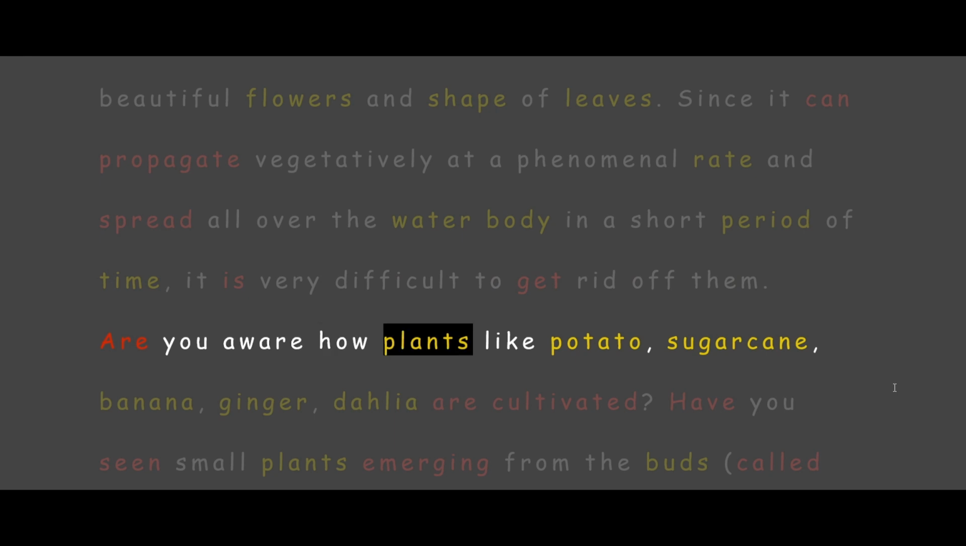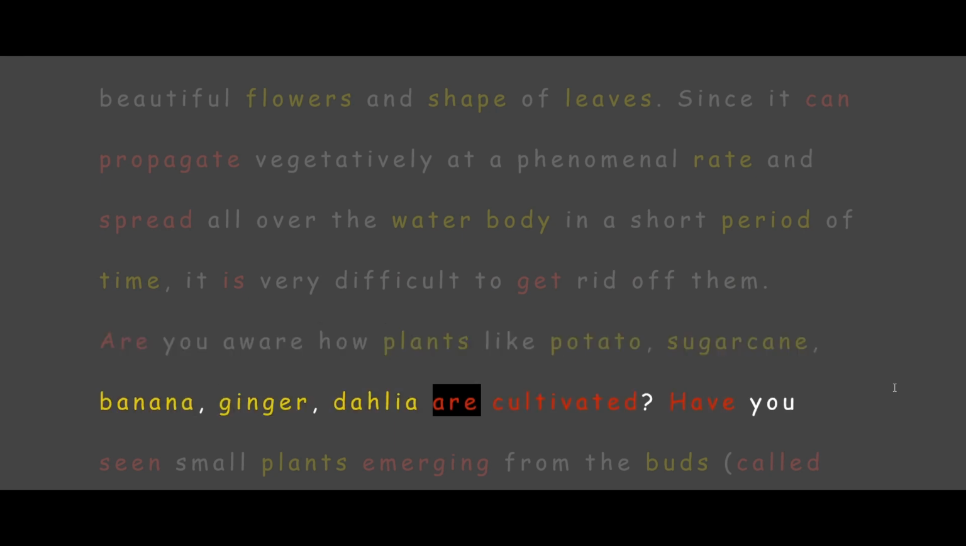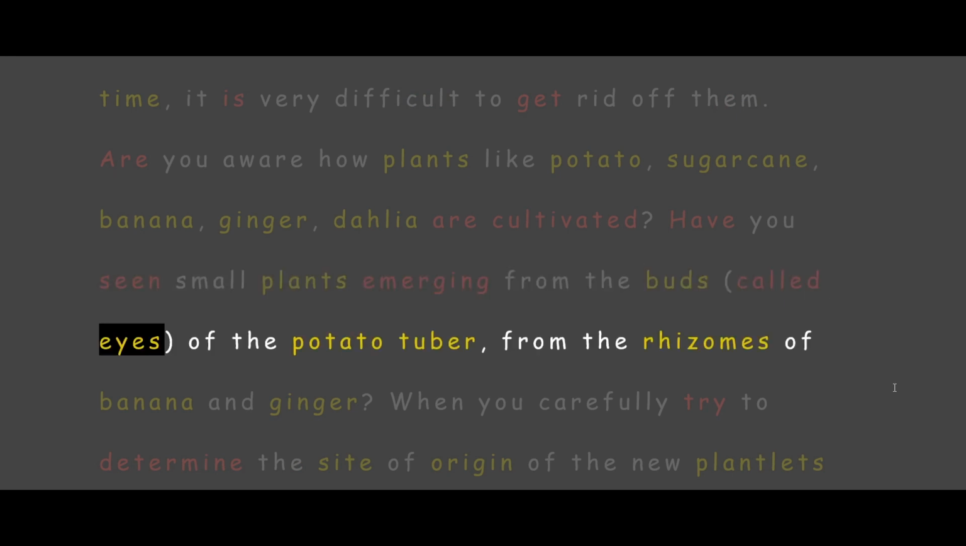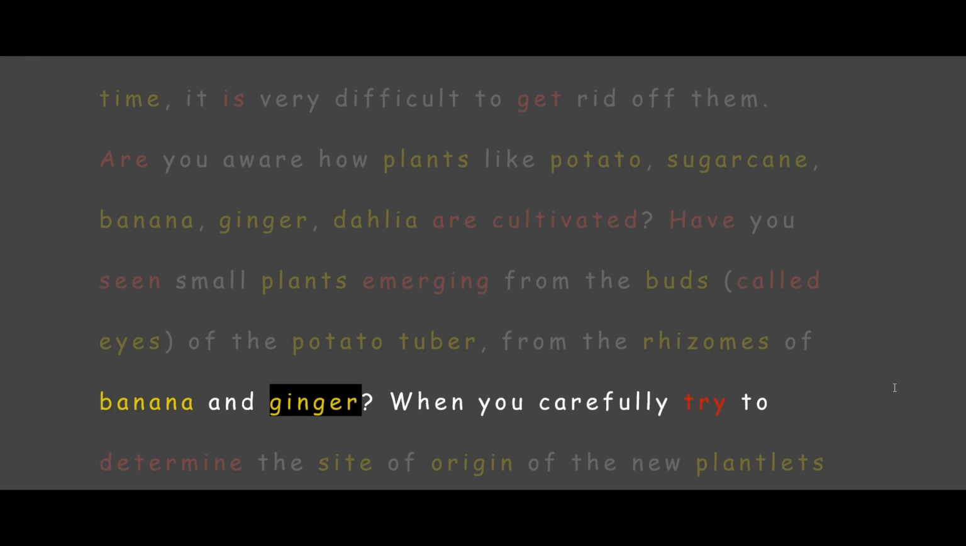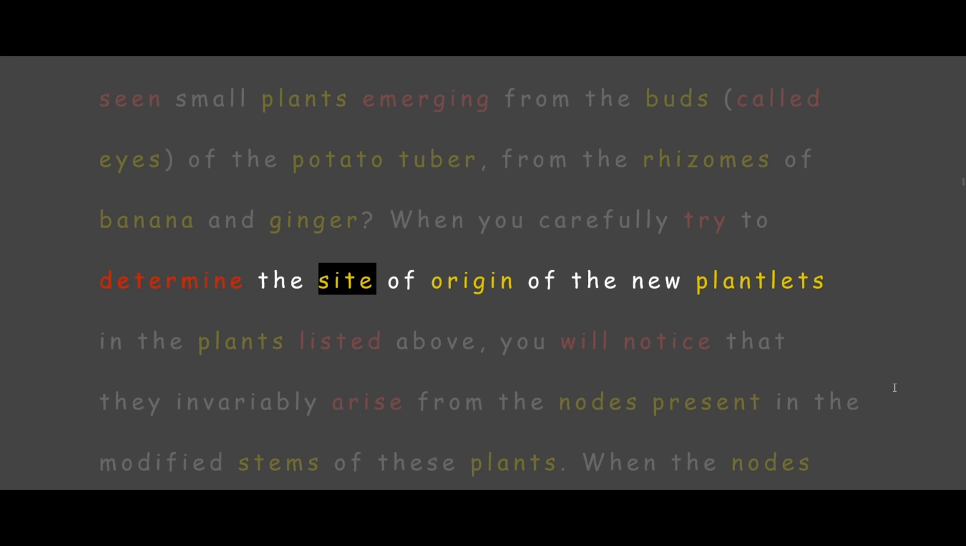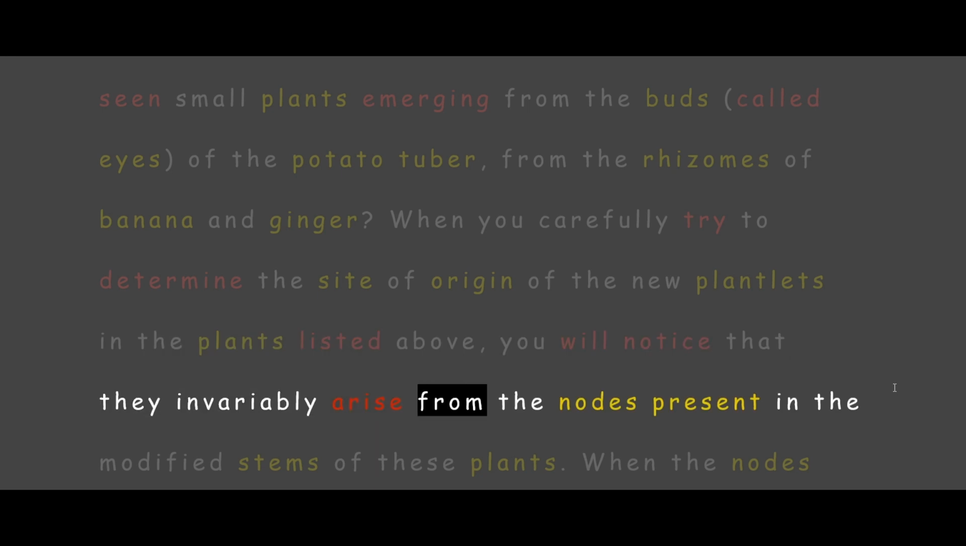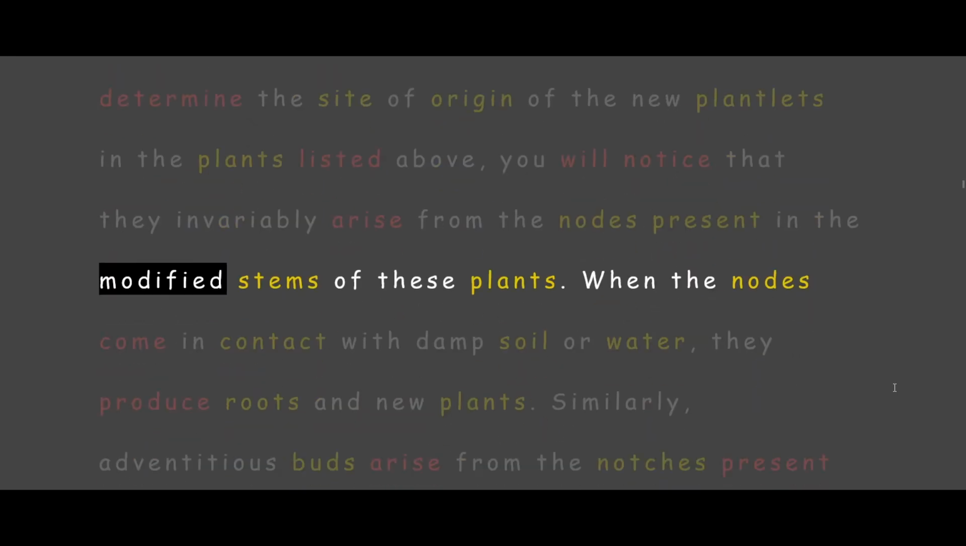Are you aware how plants like potato, sugarcane, banana, ginger, dahlia are cultivated? Have you seen small plants emerging from the buds, called eyes, of the potato tuber, from the rhizomes of banana and ginger? When you carefully try to determine the site of origin of the new plantlets in the plants listed above, you will notice that they invariably arise from the nodes present in the modified stems of these plants.